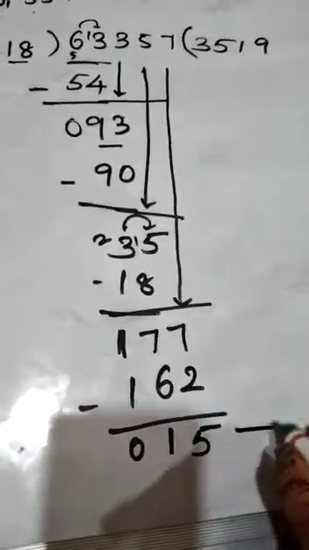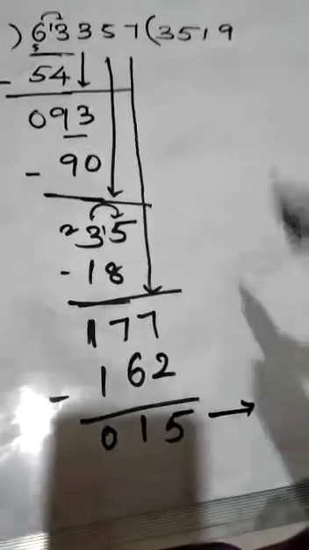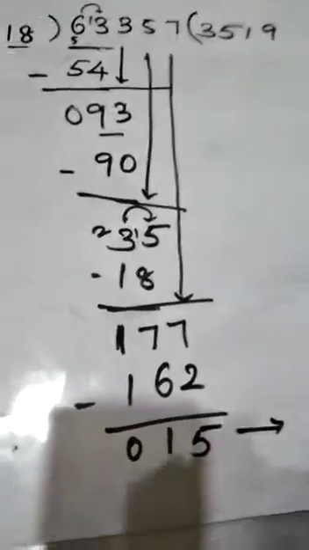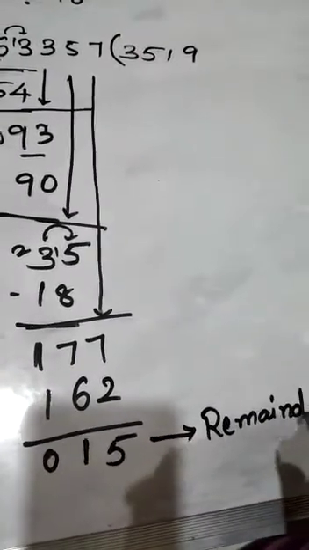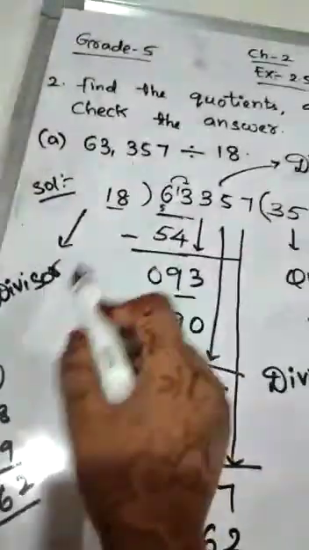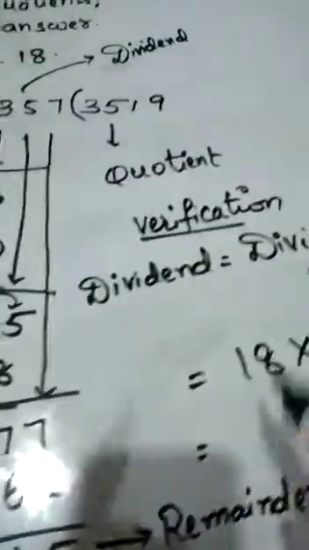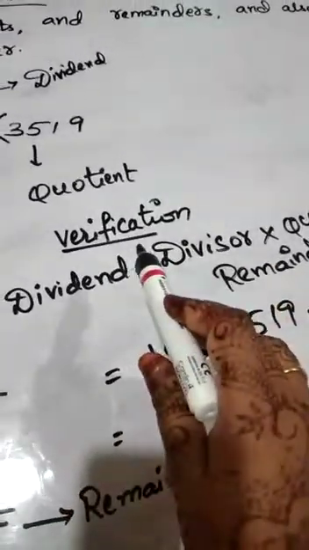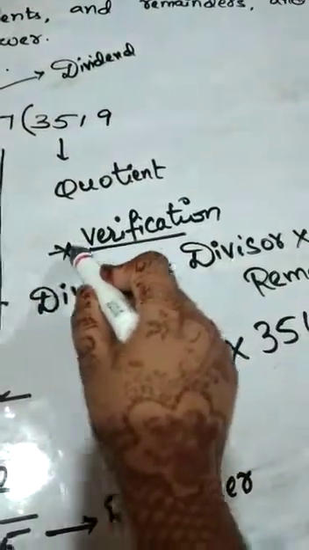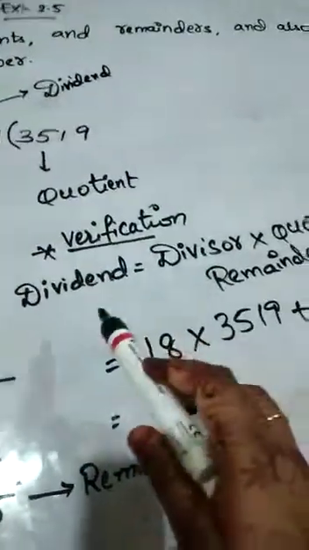So this is our, no number is left, so I'm stopping here. This is our remainder. So this is the quotient we got, this is the dividend, this is the divisor, and this is the remainder. What they said: find the quotient and remainder and also check the answer. So verification we have to do. In order to check the answer, we have to do the verification. This is the formula of verification: dividend equals divisor into quotient plus remainder.